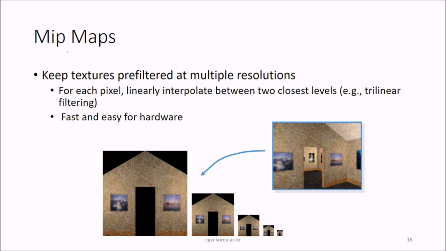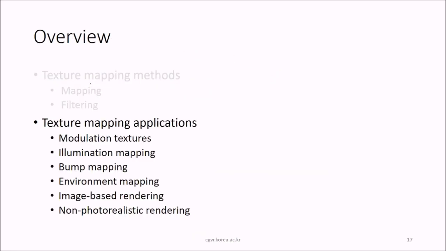What are these MIP maps? We keep textures pre-filtered at multiple resolutions already. So for each pixel, we try to linearly interpolate between the 2 closest levels. That is, we apply trilinear filtering. This is fast and quite easy for hardware. That is, we have already kept pre-filtered multiple resolutions.